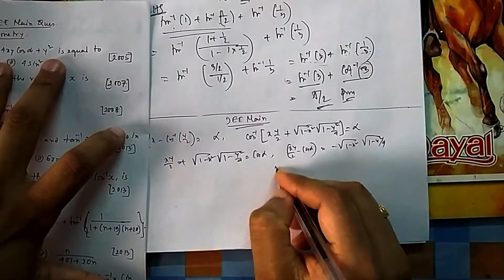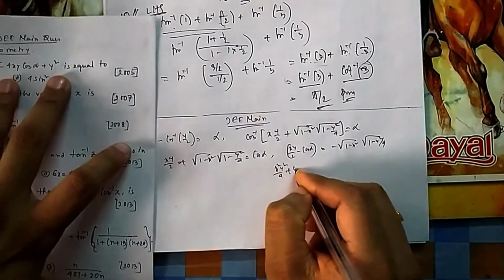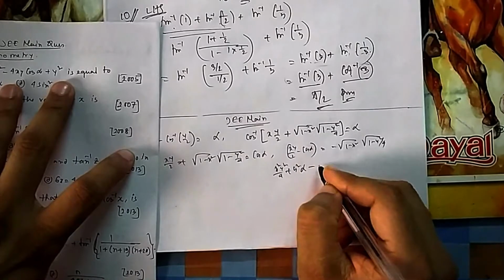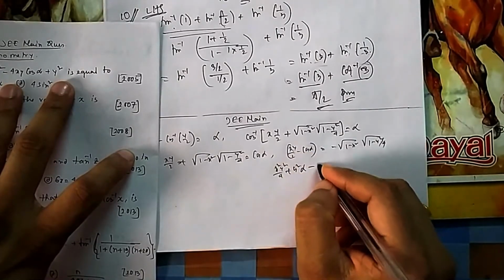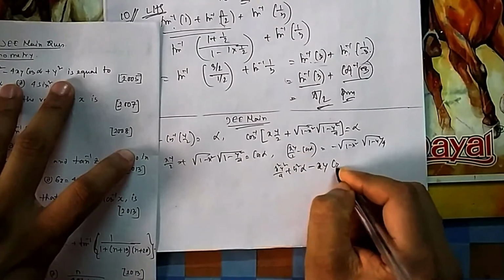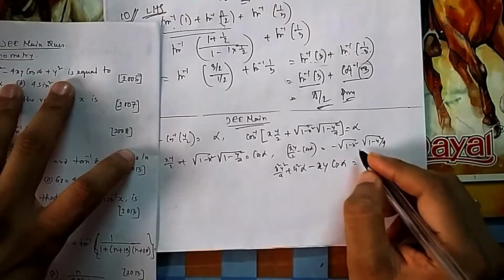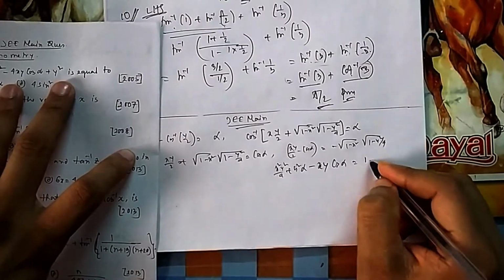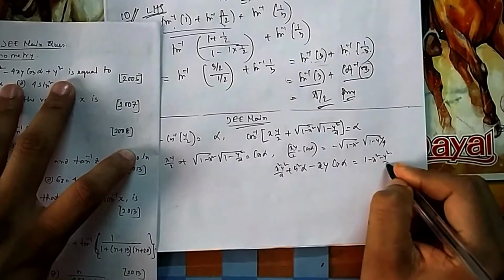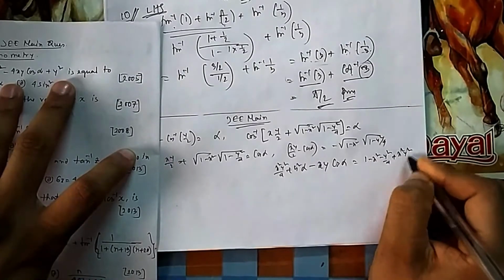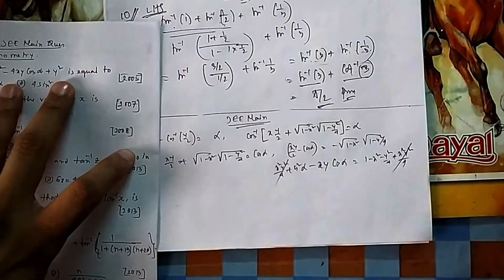Now you have to square it, so if I square both sides, then it will be x square y square by 4 plus cos square alpha minus 2, and xy by 2 will be gone, it will be xy cos alpha. And if you take the product directly, I am writing 1 minus x square minus y square by 4 plus x square y square by 4. So these and these get cancelled.